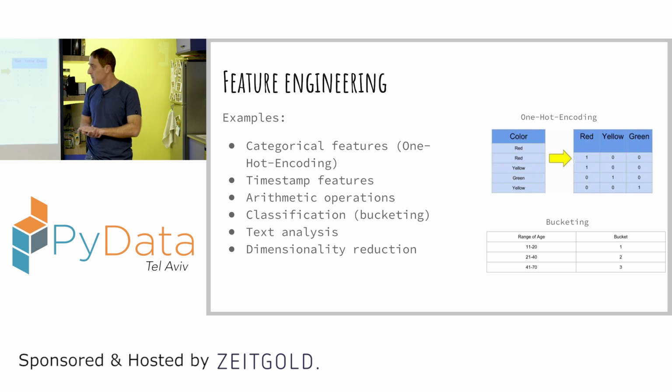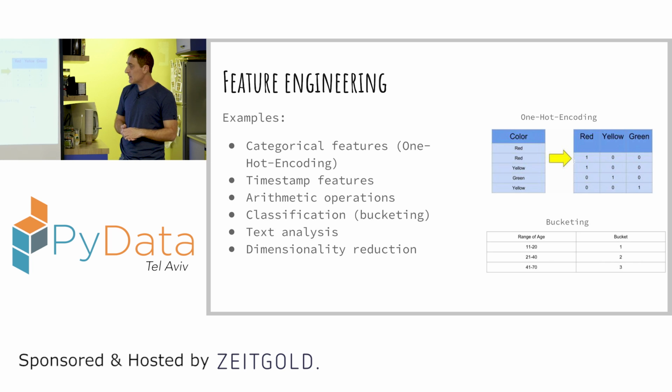Another example is text analysis. Sometimes, in addition to numeric features, you will have a text feature, for example comments, and you would extract some insights, some words, some phrases that you have in the comment in order to create a new feature.